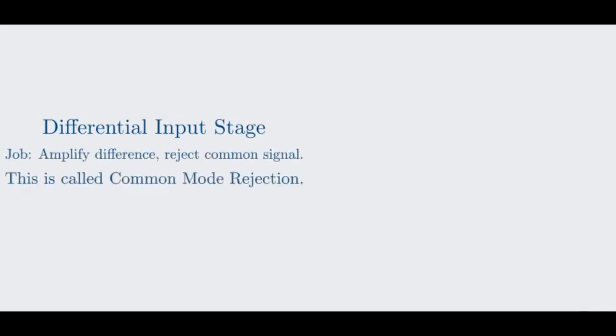The first and arguably most important part of an op-amp is its differential input stage. It's the diff-amp in differential amplifier. Its job is to amplify the difference between the two input voltages while rejecting any signal that is common to both. This is called common mode rejection. A basic differential pair consists of two matched transistors, here labeled Q1 and Q2, sharing a common emitter current source. The current source, I sub E, ensures a constant total current flows through the emitter junction, which is then split between the two transistors. Here's the clever part.